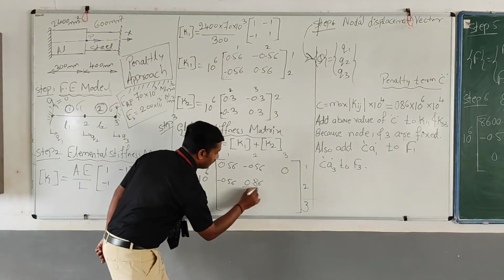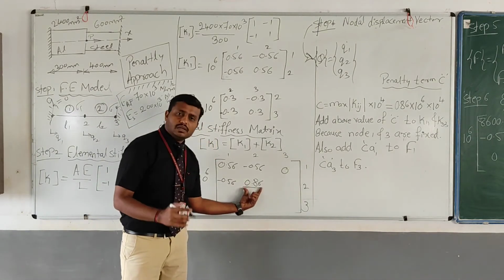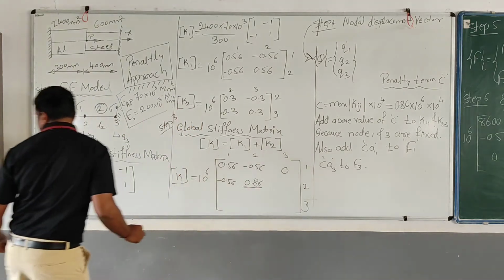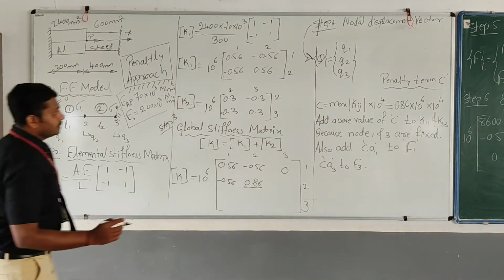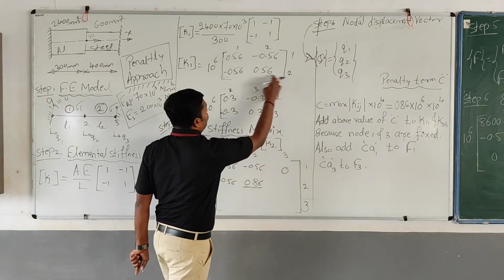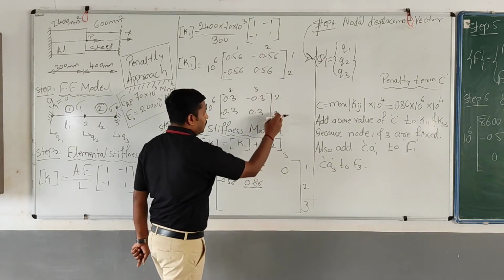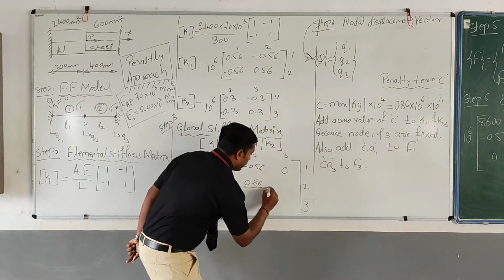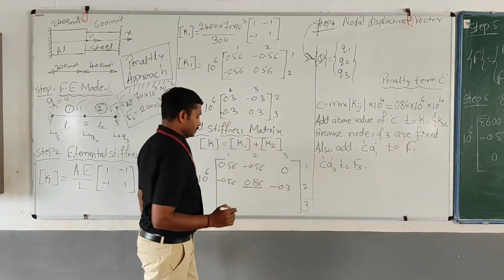This is a very important step here. In the same region, two values are getting added. Next, row 2, column 3. Row 2, column 3 is not available here. Row 2, column 3 is minus 0.3.